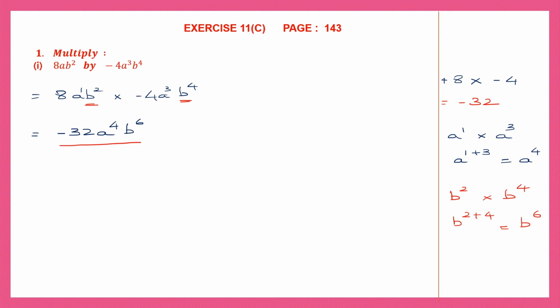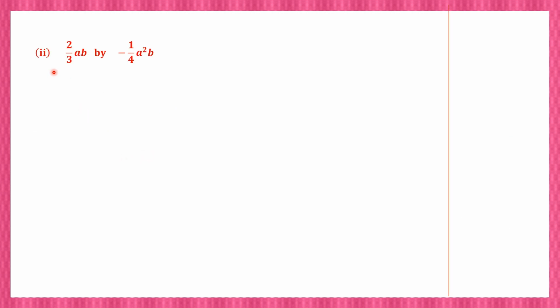So how do we do it? First we multiply the numerical coefficients. Then we multiply the literals. When you multiply, remember you have to add the powers. So let's go on. Question 2.